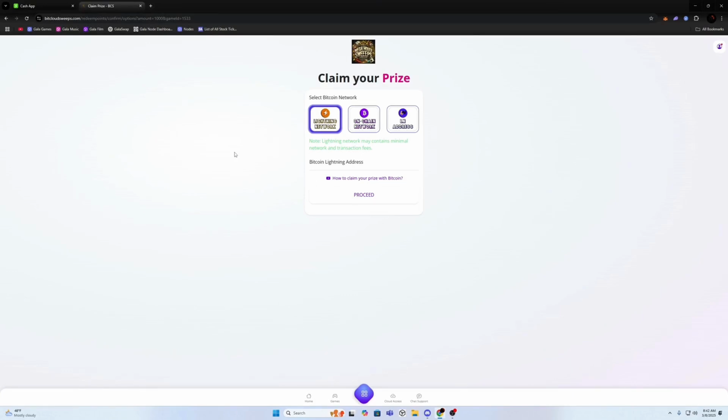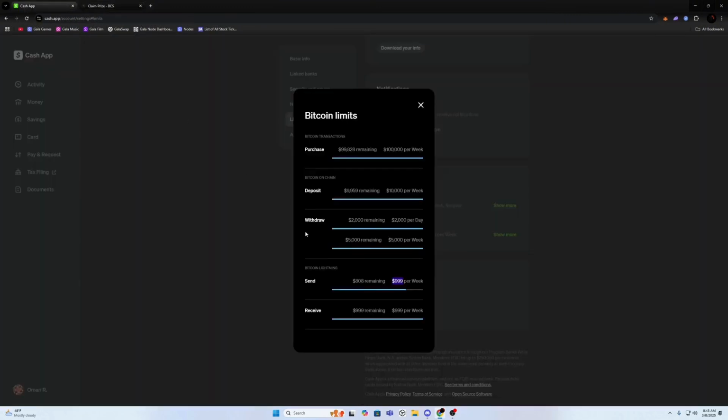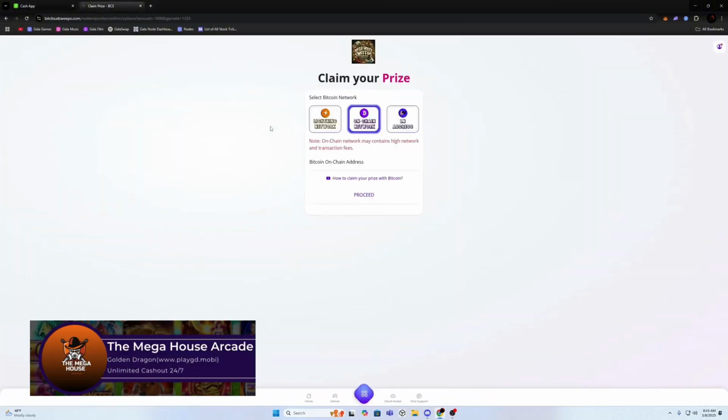This sounds like a lot of information to remember, and if you're worried about choosing which one to go with, you can always just default to the on-chain network. And the reason being is because the limits for the on-chain network are a lot higher than the Lightning network. As we can see with Cash App, Lightning is $999 per week, whereas the on-chain network is $10,000 per week. So, in the worst case scenario, if you feel like you can't locate that information, or if you feel like you might forget something, your safest bet is to just go with the on-chain network.